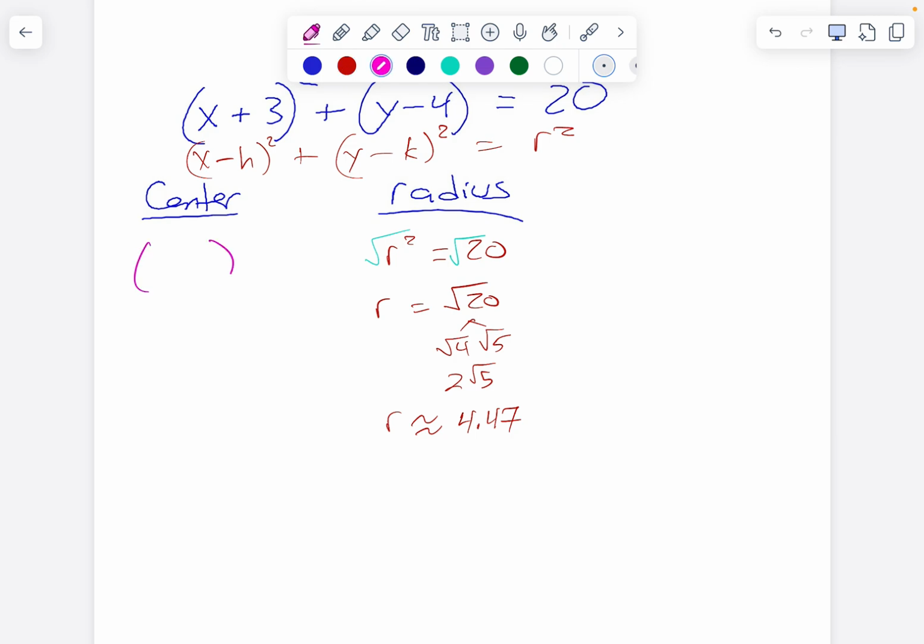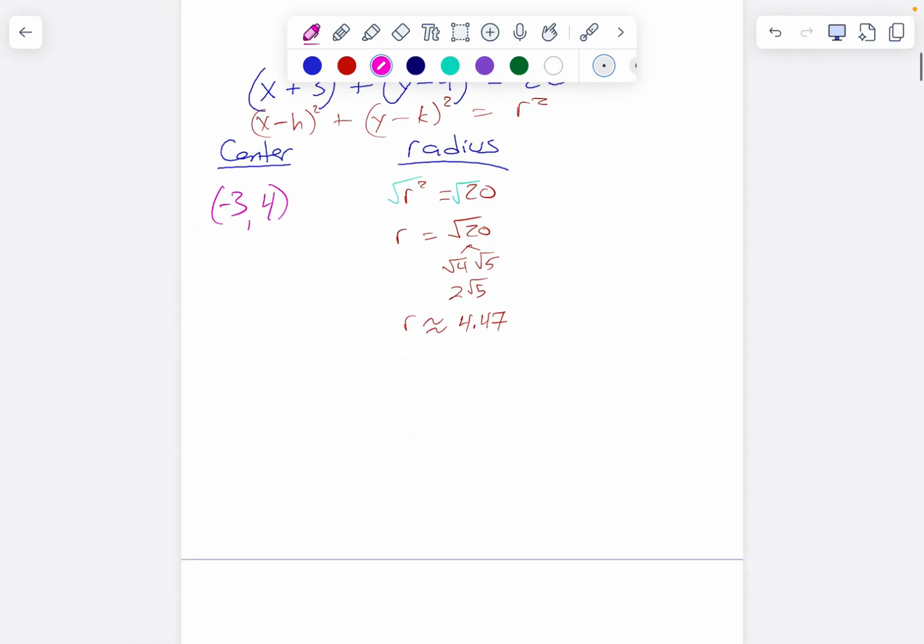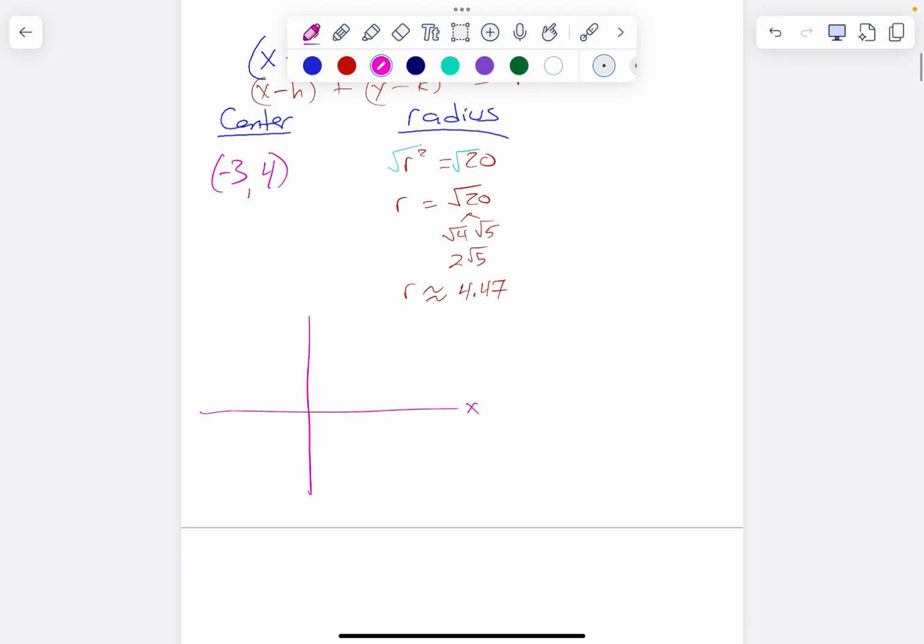This one, you don't really need to calculate. It says x plus 3, so opposite of that is negative 3, and then negative 4 would be positive 4. So our circle would be at negative 3 and positive 4. Okay, think about graphing this. Where is negative 3, positive 4 on the graph, on the coordinate grid?